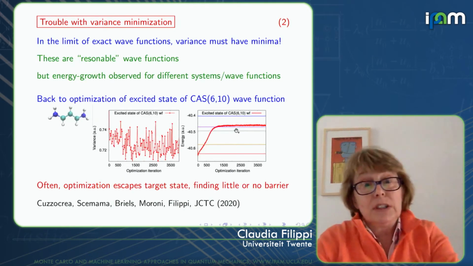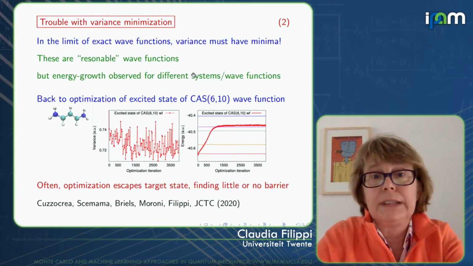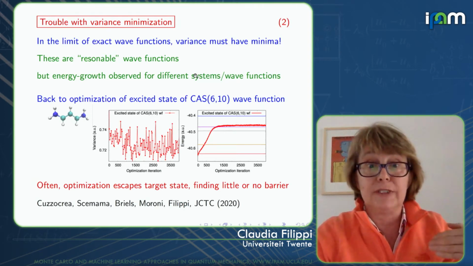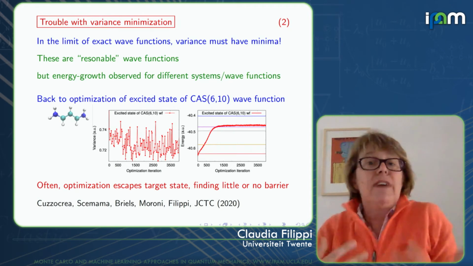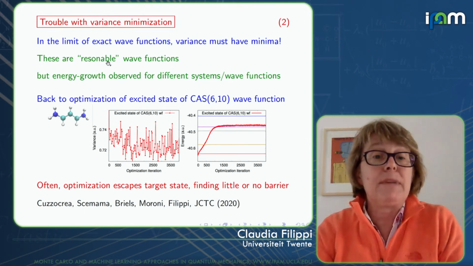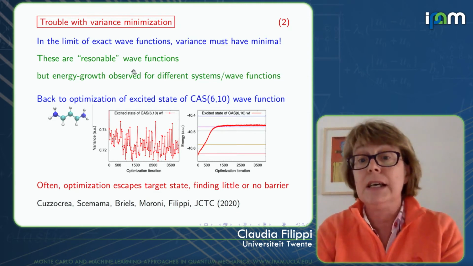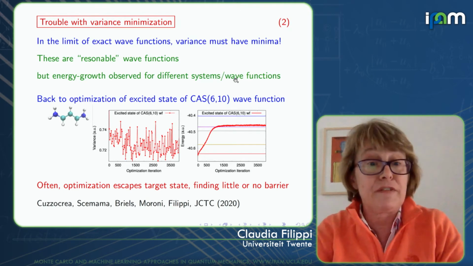So what we found, somewhat surprisingly, is that variance minimization can be problematic. Of course, we know that in the limit of exact wave function, as the wave function becomes larger and larger, the variance must have minima. But these are reasonable wave functions. I'm talking about 7,000 determinants. And this growth is often observed for different systems and different wave functions.